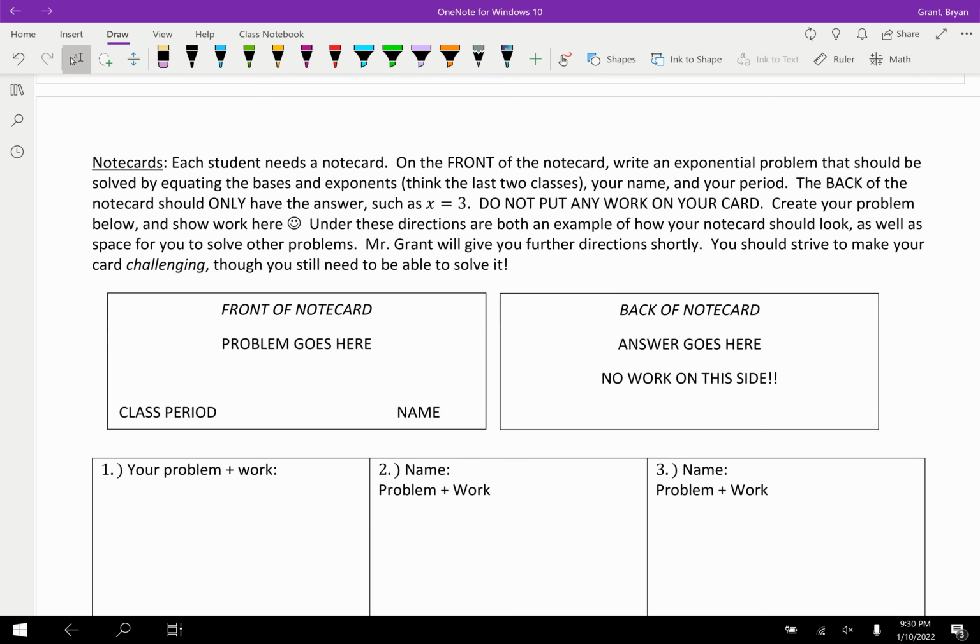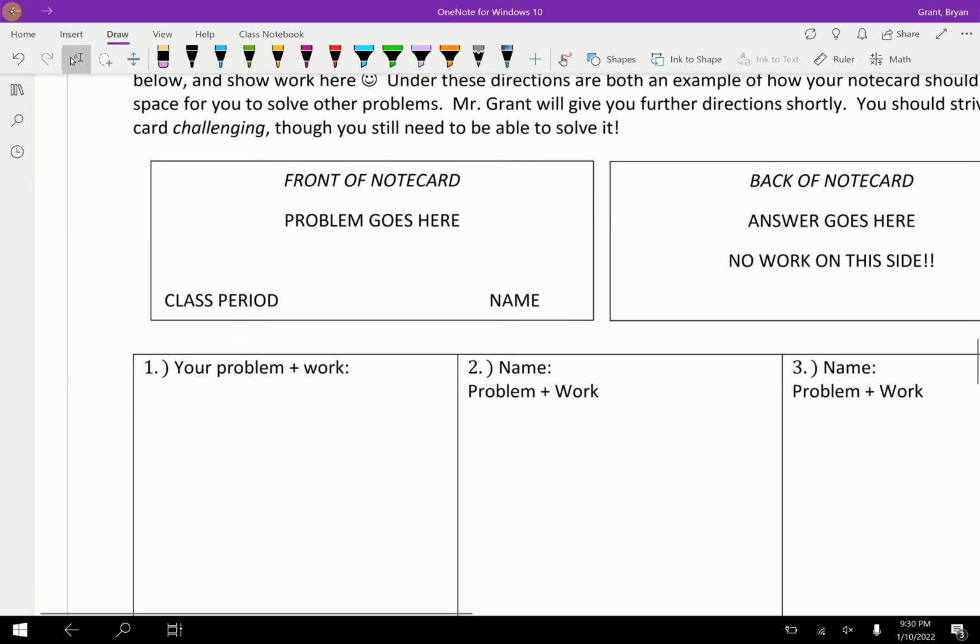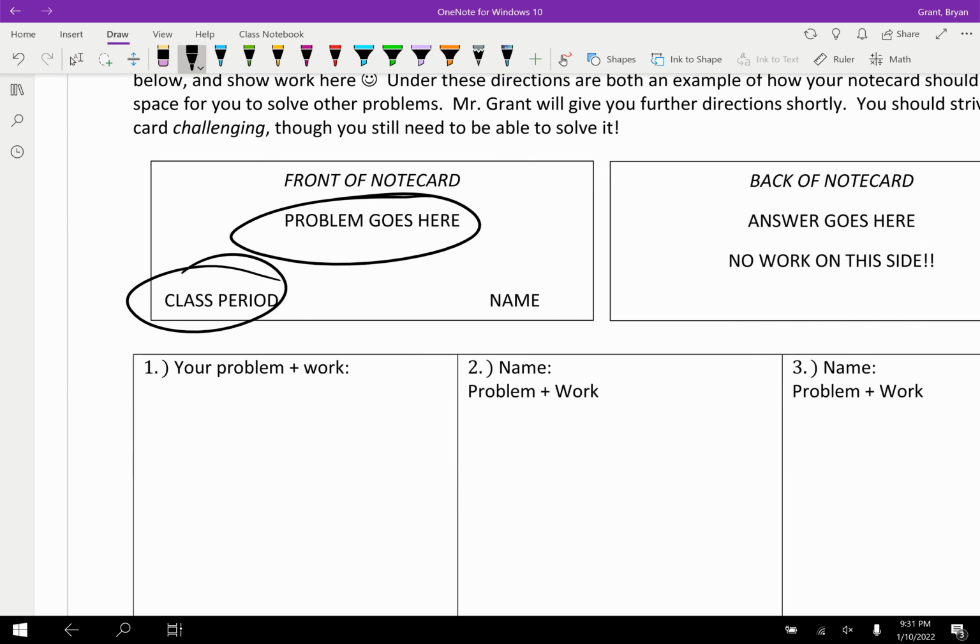But you're not going to solve it on your note card. So you're going to write your problem here. You're also going to put your class period. Your teacher is going to collect these and use them later on, and also your name so we can hunt you down in case something weird happens.